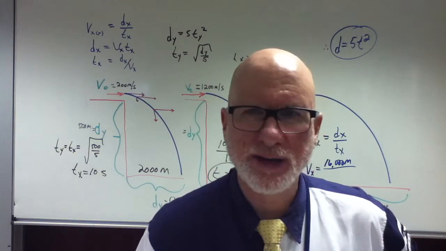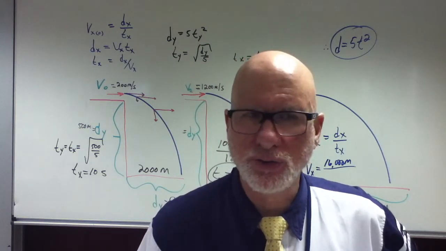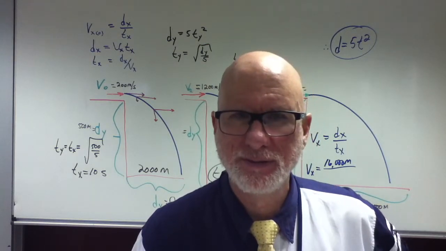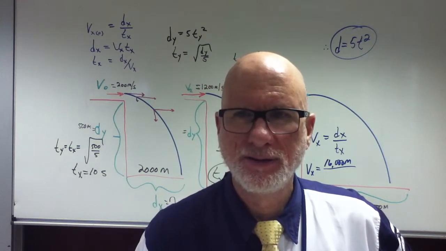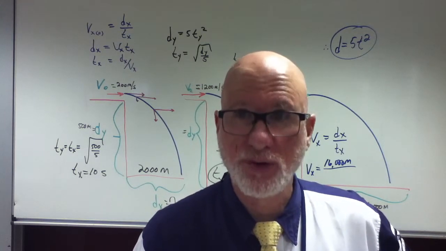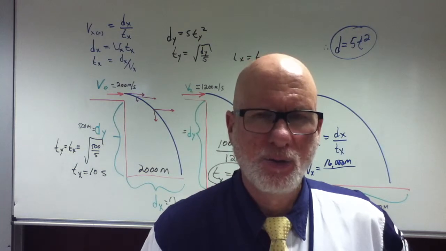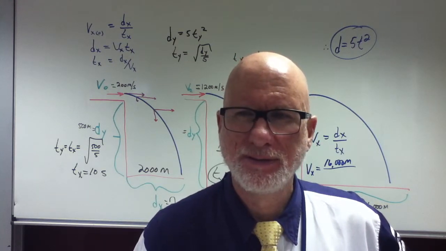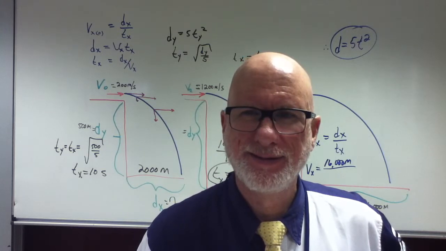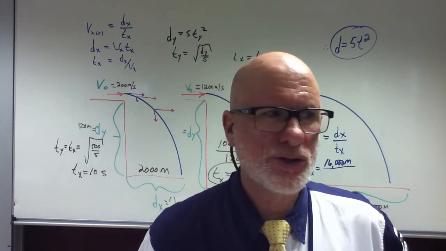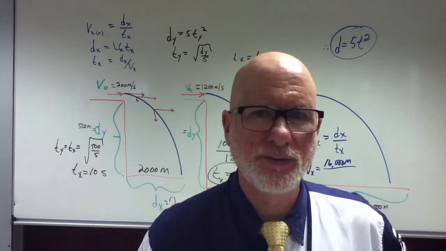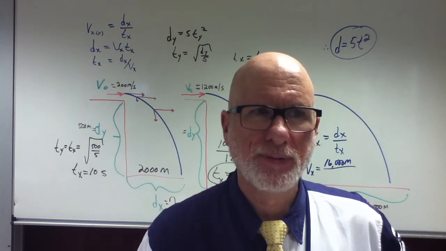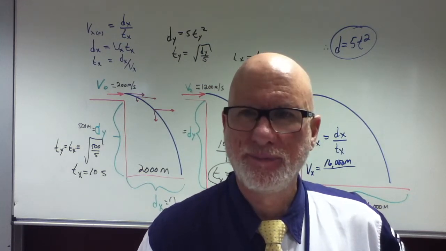What is the square root of 2? 1.4. Square root of 2 is 1.4, right? Okay. What's the square root of 0.2? 0.447. Okay. What's the square root of 20? 4.47.